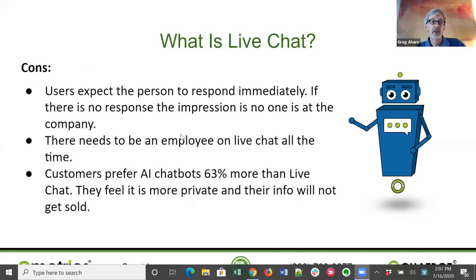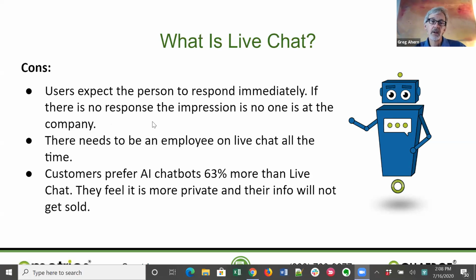The cons are that users expect a person to respond immediately. So if you don't have someone on your live chat and they don't respond in 30 seconds or a minute, it gives the impression that no one is in the company. People don't realize that when they think, oh, we'll just do live chat and the receptionist will take care of it, it doesn't work that way. If you have a call center, it's excellent. There needs to be an employee on live chat all the time, as I just said.